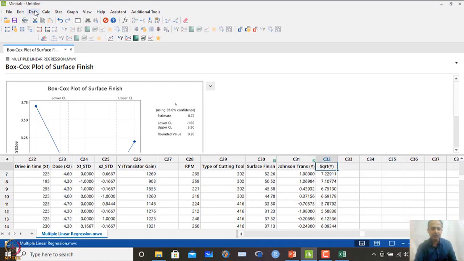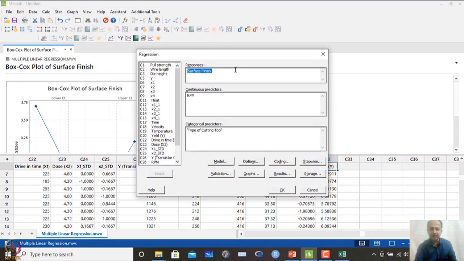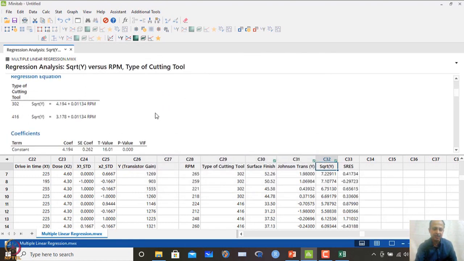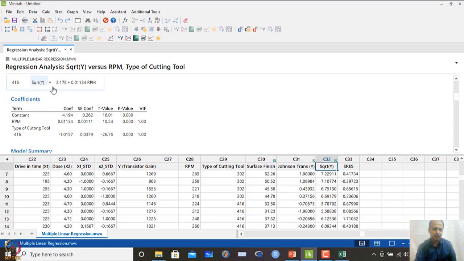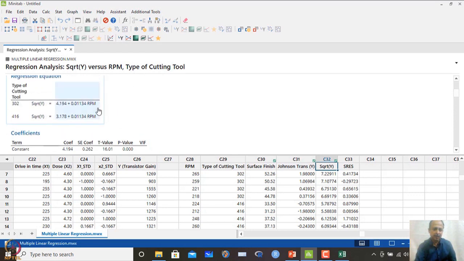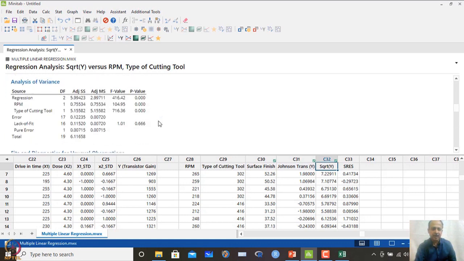Okay, with the square root transformation, what we have to do is regress, variables fit. Instead of surface finish, we will mention the square root transformation of y and do the same analysis. So, in the regression analysis here also we see that R square adjusted is 97, and it has regressed the square root of y with the variables. Both the variables are significant, the equation is given, and lack of fit is not prominent.